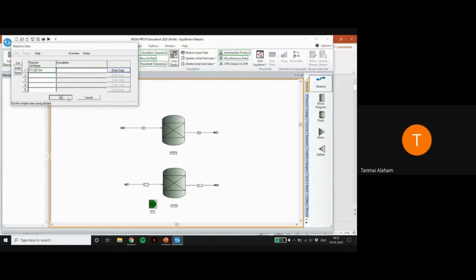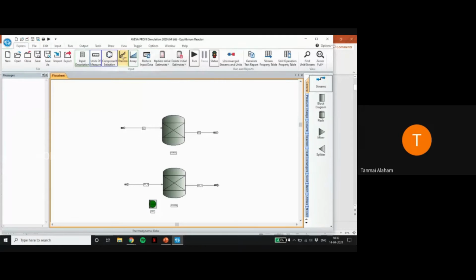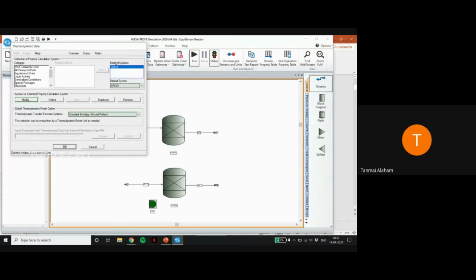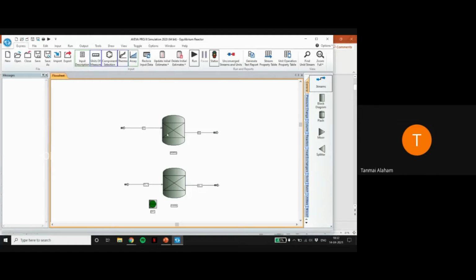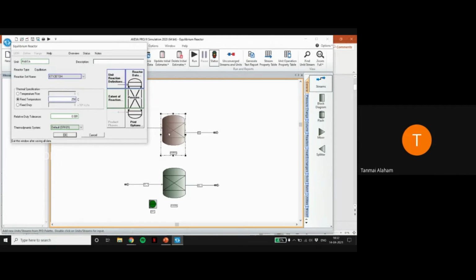Also, you need to select the thermodynamic model, like which process you are going to do. In the problem statement itself, it was given SRK, so we've selected that. But it's also because it's a vapor phase reaction, you have to select SRK.